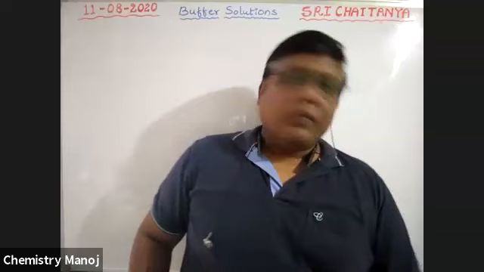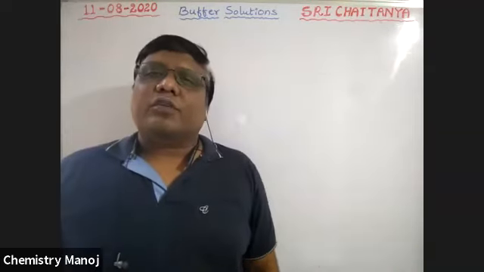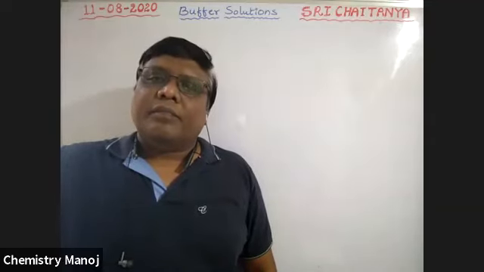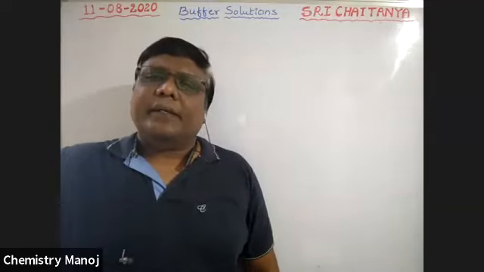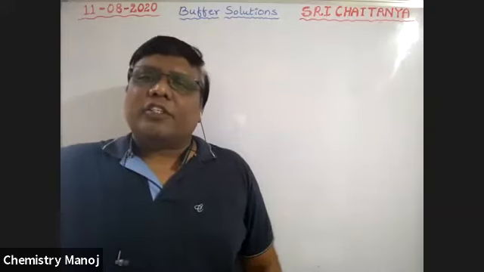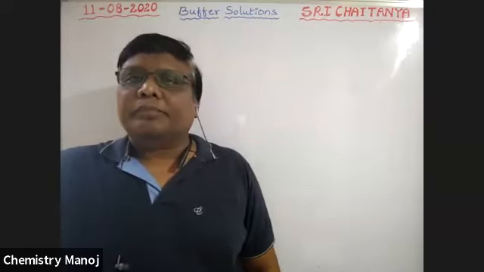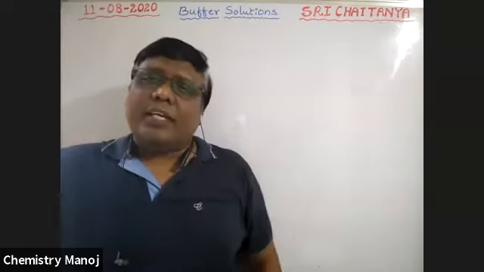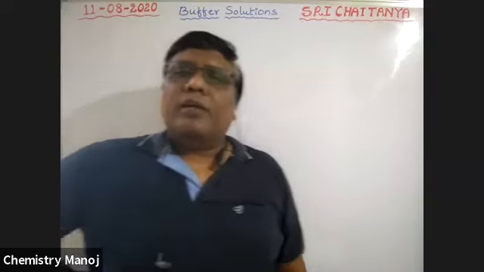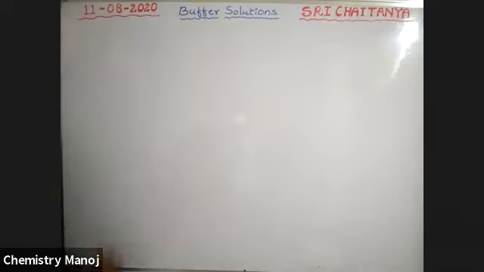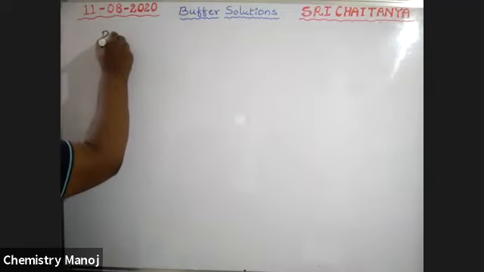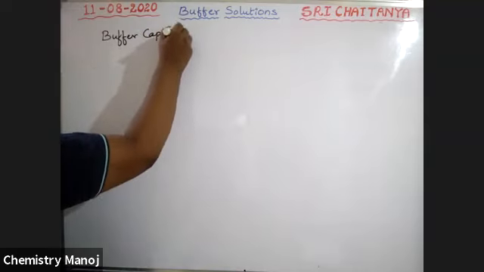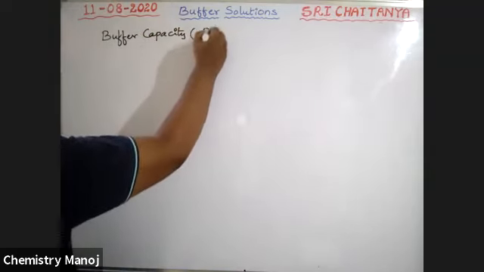Now, the next and most important topic in buffer solutions is buffer capacity. After completion of this topic, we will do some problems based on it. So the last topic in buffer solutions is buffer capacity. What is this buffer capacity? Buffer capacity is indicated by beta.